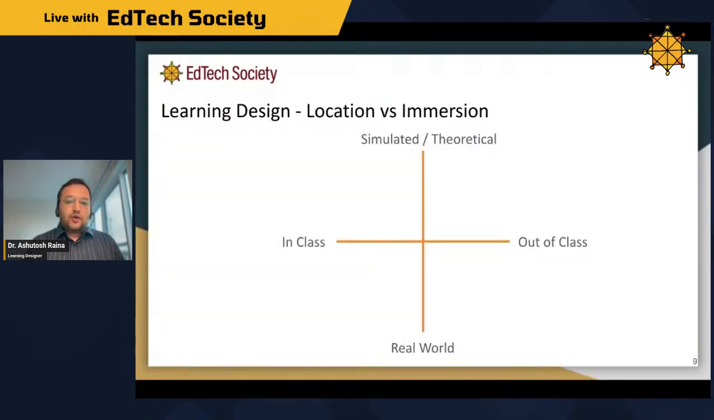Now, if we look at, say, location and immersion, and we try to draw a quadrant, we can have in-class learning and out-of-class learning.